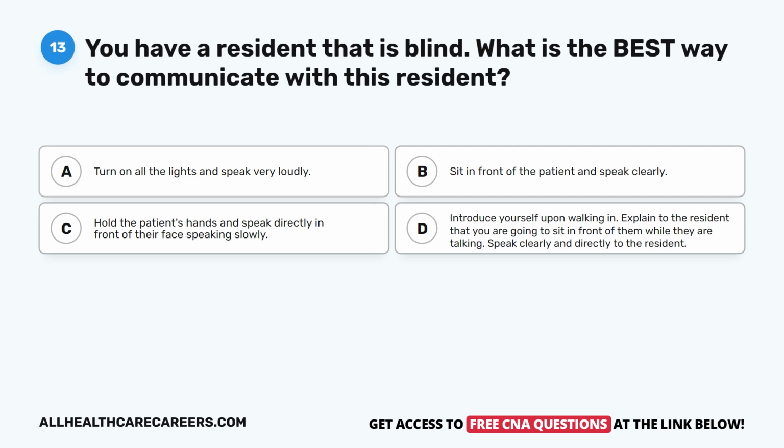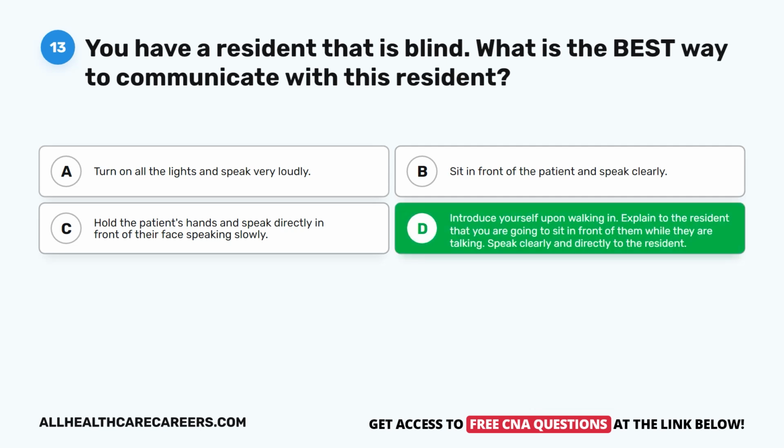D. Introduce yourself upon walking in. Explain to the resident that you are going to sit in front of them while they are talking. Speak clearly and directly to the resident. The correct answer is D.